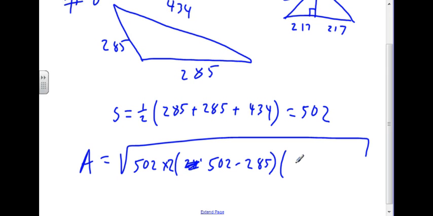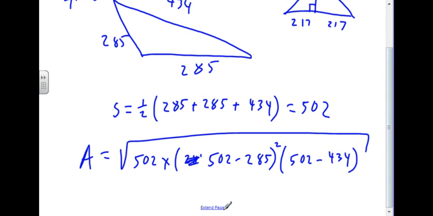Can I do that? I have to square them. I can't take 2 times. Okay, so this guy's going to be squared because there are 2 of them. Okay, that's better. 502 minus 434. Okay, so now I'm applying Heron's formula.